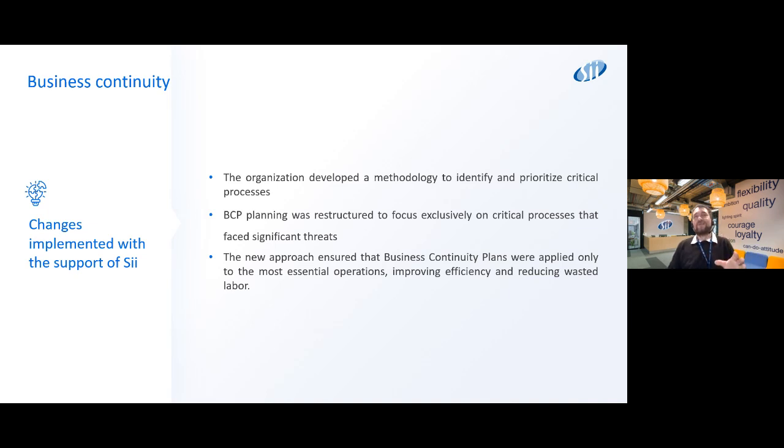They had it for some processes they thought were critical, and basically it was the IT person who decided, okay, this process is critical. So we provided a policy and procedure on how to assess which process is critical, and then to focus the BCP on the critical ones. And it's really important because business continuity is really expensive for companies, so it's better to focus on the most important business processes of your organization.